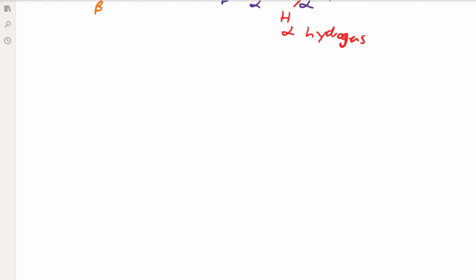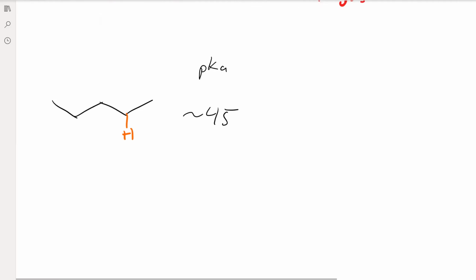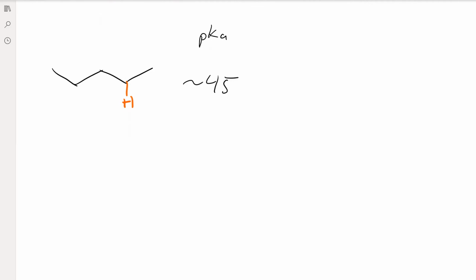In terms of why alpha carbon chemistry is important, let's take a look at some properties. So here we have pentane, and these hydrogens have a pKa of approximately 45. And remember that with pKa, the lower the value, the more acidic it is. And 45 is a huge number because it's logarithmic. And so these protons are basically not acidic whatsoever.